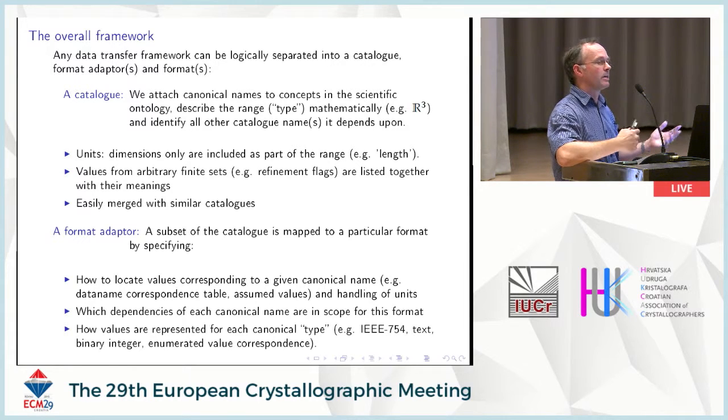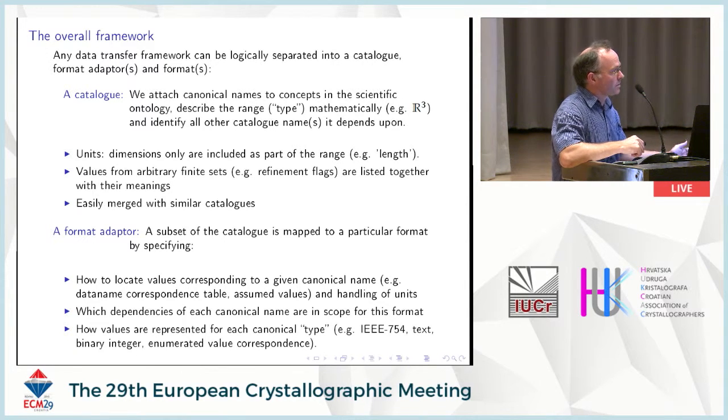So we have a catalog, which is our list of concepts. We assign some sort of canonical name, and we describe the range of values that that function maps to. And we identify all the other names that it depends upon. So that's essentially the domain that it's mapping from. I've said that units don't matter at this stage. Units don't matter for the catalog, you just give the dimension, so it's length. And that avoids all the arguments that really are pointless as far as the ontology goes as to what the best units are. And you give maximum freedom to the users to decide what's used in their community.